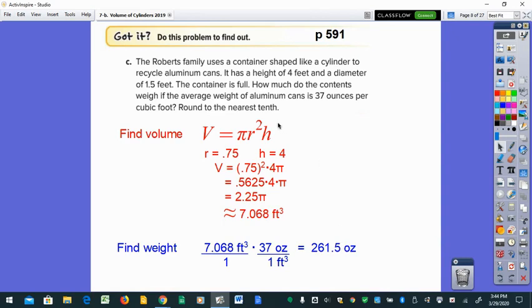So you find and calculate your volume just like you did, but when you get to the end, there's an added step of multiplying by what's called the density. You don't need to know that, but that 37 ounces per cubic foot, we multiply times the number of cubic feet, and we get the weight, in this case 261.5 ounces.